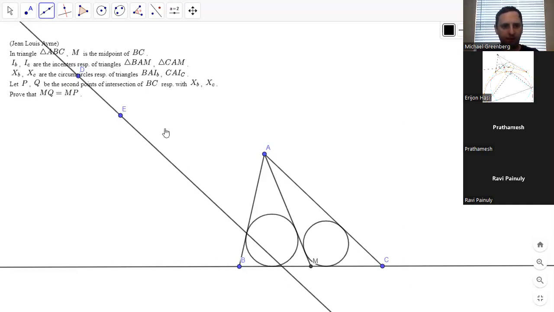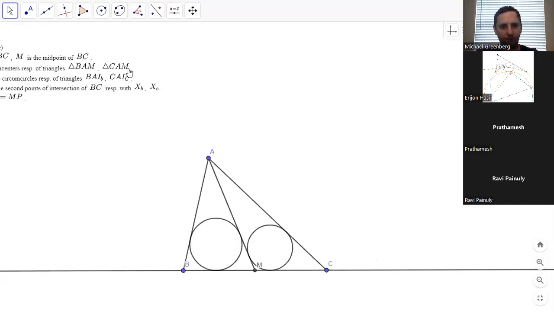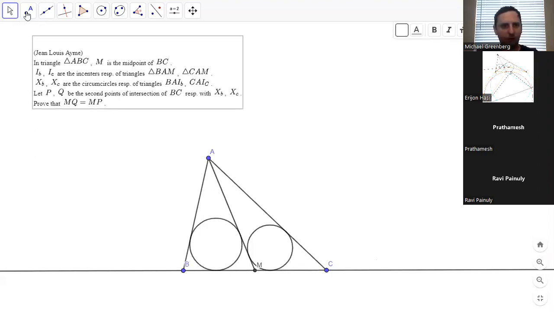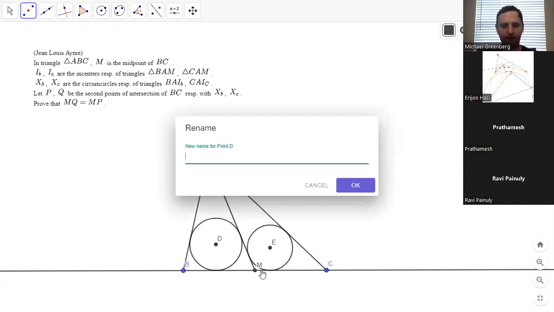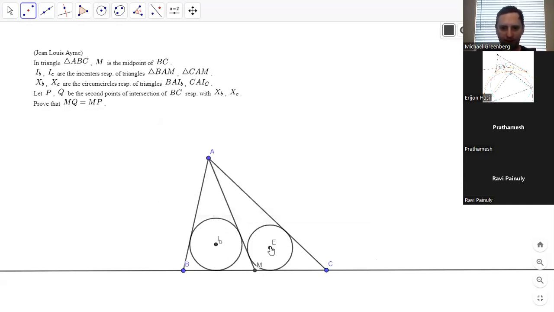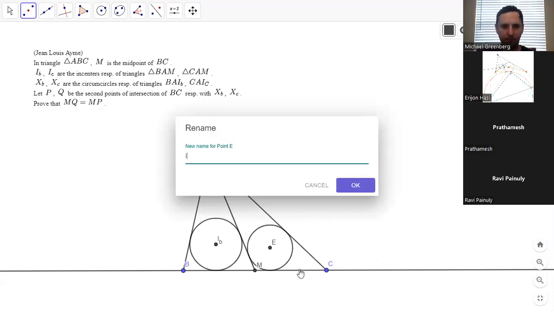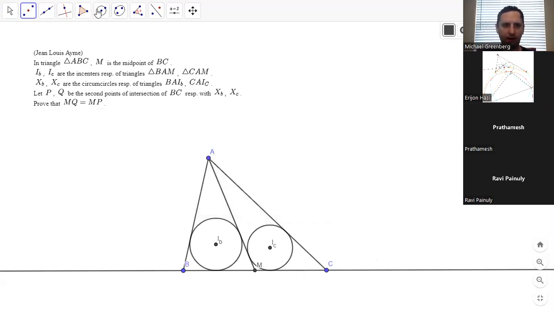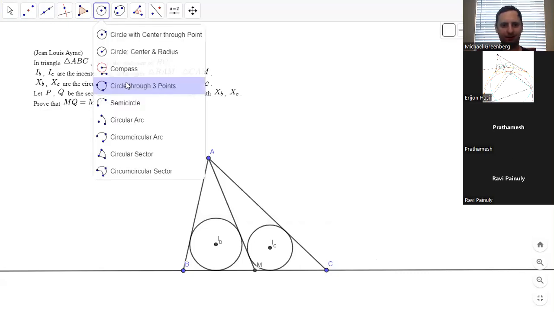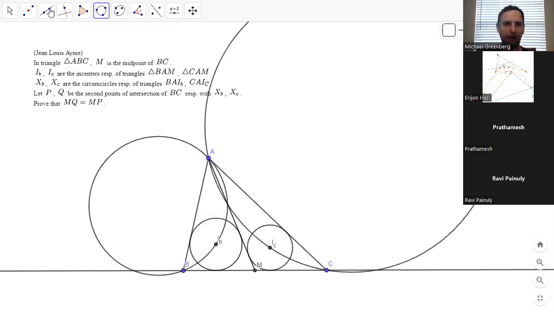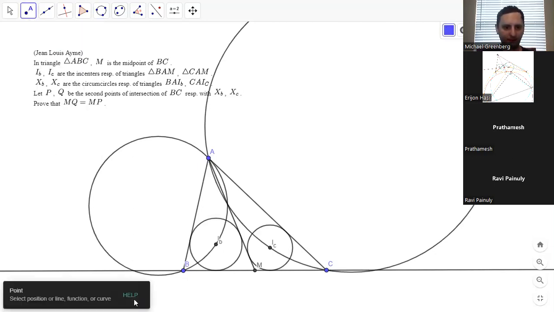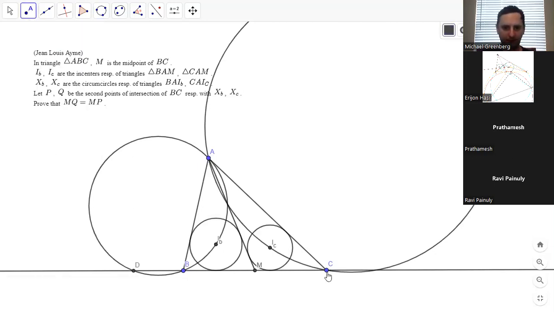All right, so this is IB, and this is IC. And AIBB, AICC. And then this is P, and this is Q.